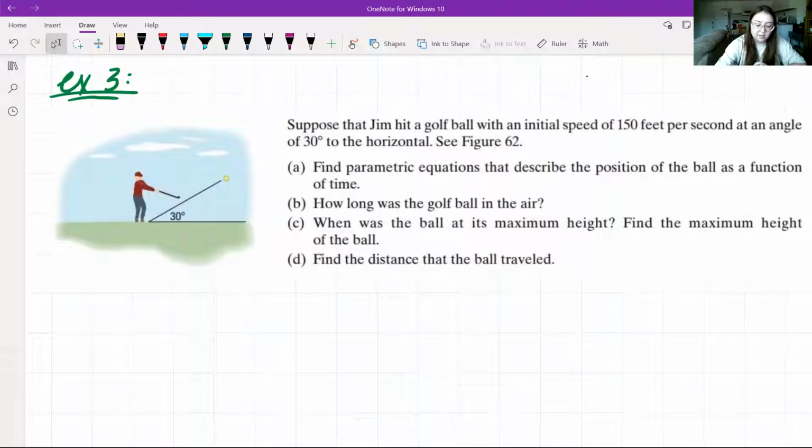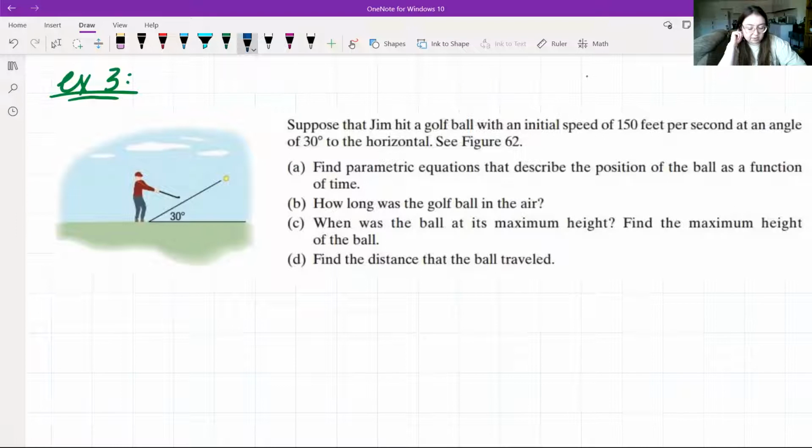All right, so an applied problem here: suppose that Jim hit a golf ball with an initial speed of 150 feet per second at an angle of 30 degrees to the horizontal. We can see this in our figure here. For part A, we want to find parametric equations that describe the position of the ball as a function of time. For B, we want to know how long the golf ball was in the air.